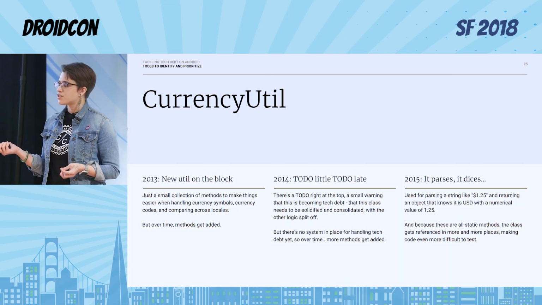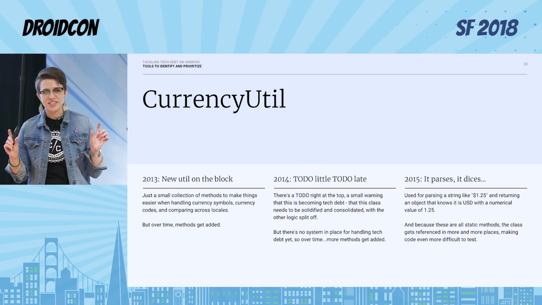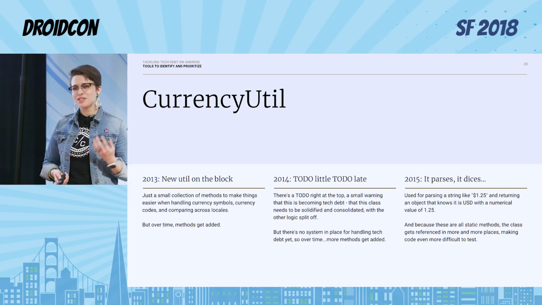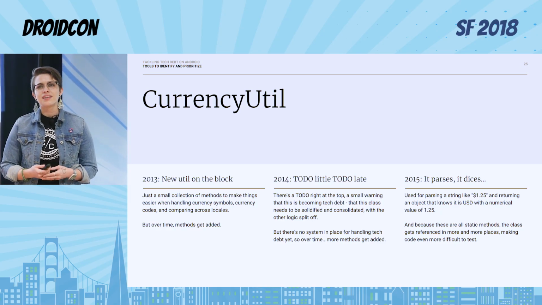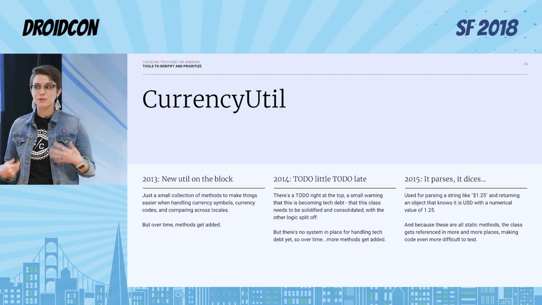In 2014, just 1 year after this util class was made, there's a big to-do right at the top. And you're like, oh boy, what's happening here? And it says, hey, maybe this class should be consolidated. Maybe some other logic needs to be split off. And there we have the tiny warning that this class is becoming tech debt.